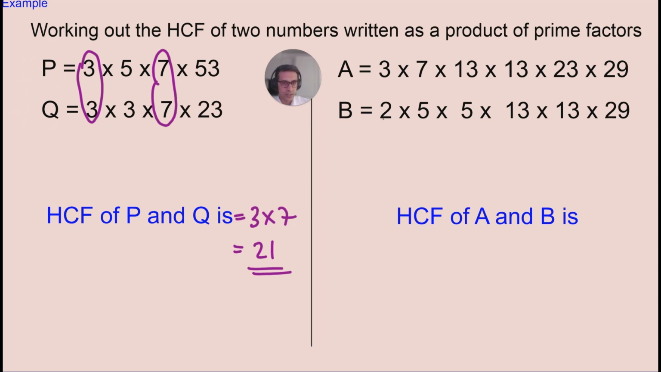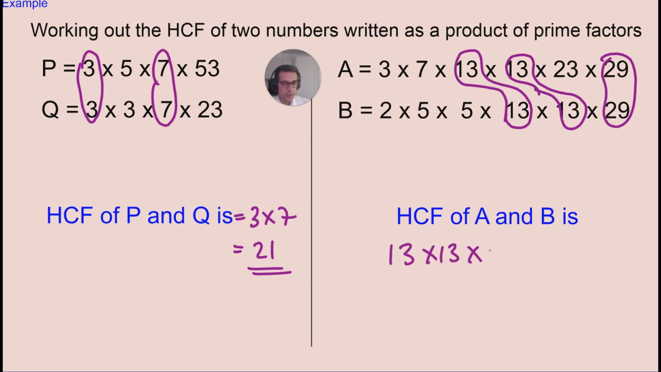Okay, so we can see 2 doesn't work, 5 is not common, 13, there's at least one pair that goes together, and there's a second pair as well. We got 29 as well. So here we can say 13 times 29. I'm not going to work that out here. Actually, I will use my calculator to work it out. You probably wouldn't get something like that on a non-calculator paper. So 4,901 is the biggest number that goes into A and B.